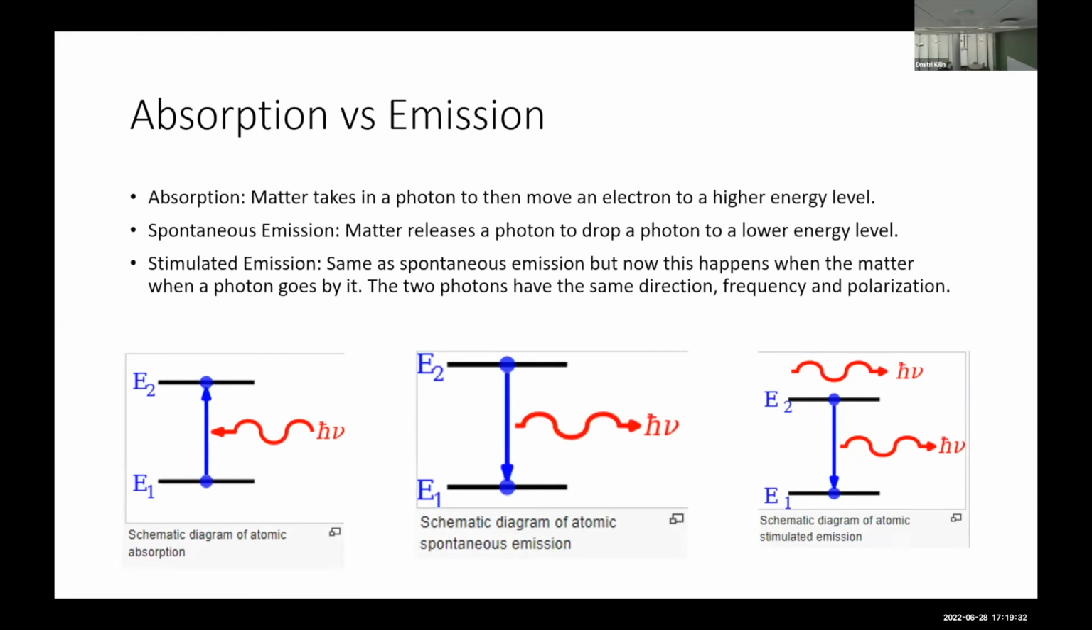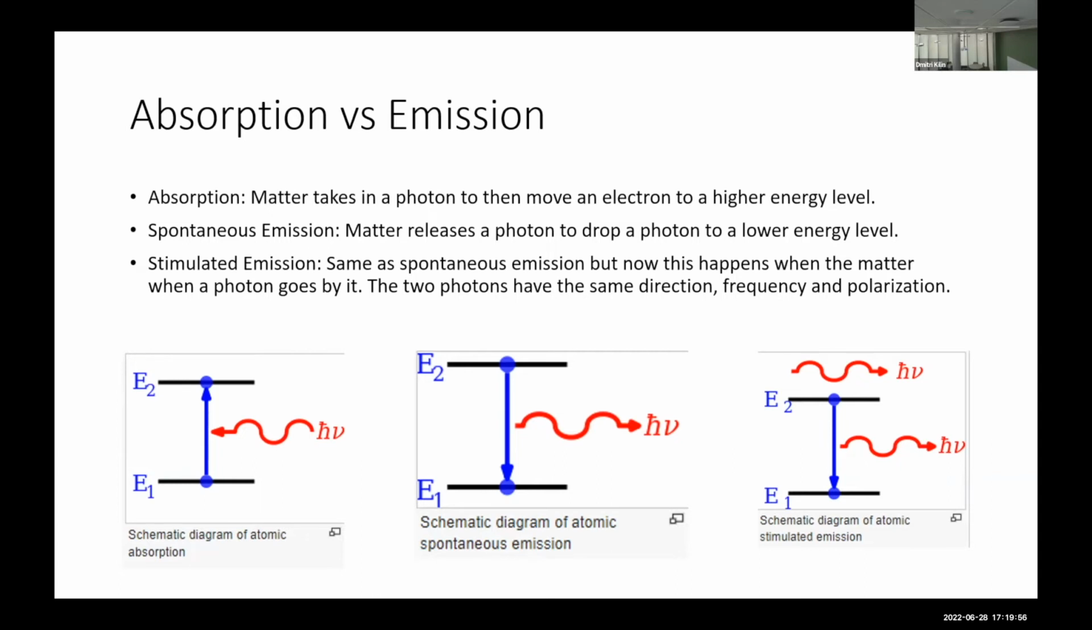So absorption is when matter takes in a photon and then an electron is moved from its initial state to a higher energy level. And then spontaneous emission is when matter releases a photon, and then it drops an electron from a higher energy level to a lower energy level.